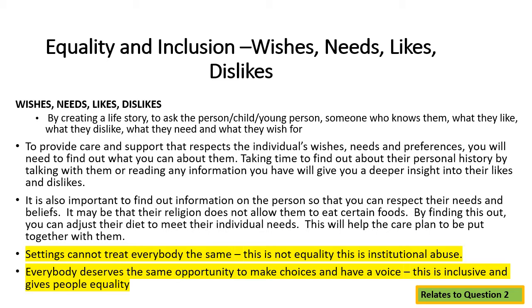It's important to find out information on the person so that you can respect their needs and beliefs. It may be that their religion does not allow them to eat certain foods, so you need to know this, because you don't want to give them that food if they don't eat it. And obviously, the care plan, like I talked about before, needs to be put together with that person involved. And again, it talks about institutional abuse, and treating everybody the same is not equality. Everybody deserves the same opportunity to make choices and have a voice.